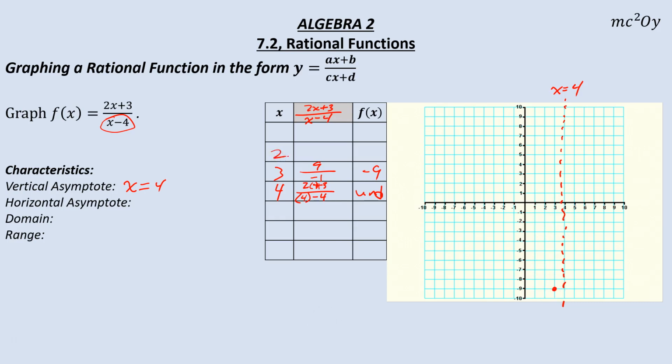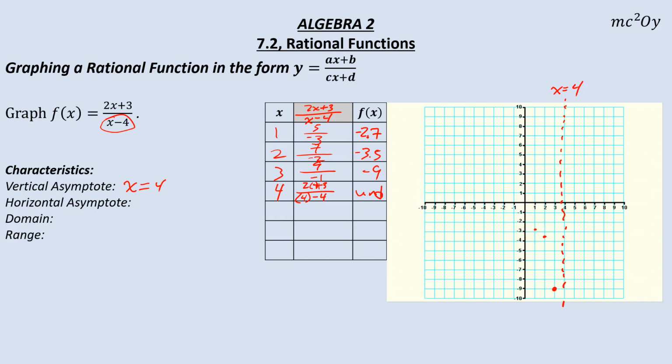Let's keep going. Put 2 in. 2 times 2 is 4. 4 plus 3 is 7. And then we have 7 over 2 minus 4, which is negative 2. So that's negative 3.5. So we're now at 2, negative 3.5. We'll get 1, and we have 2 times 1 is 2, plus 3 is 5. And we have 1 minus 4 is negative 3, which is approximately negative 2.7 if we round it. So we get 1 and negative 2.7 right there.